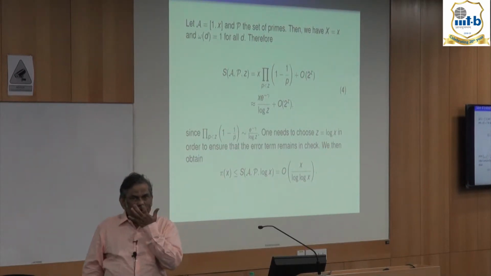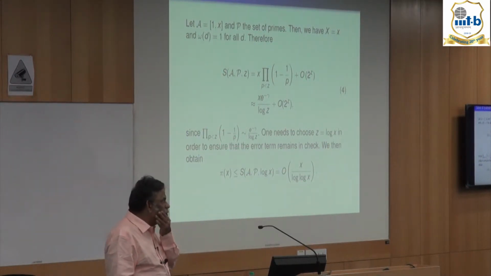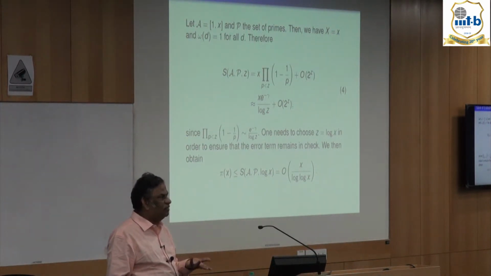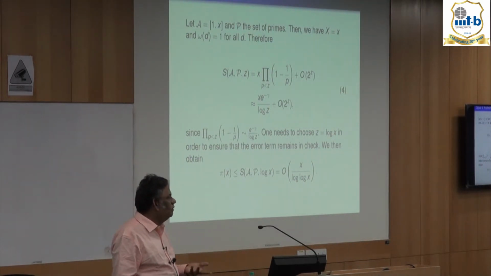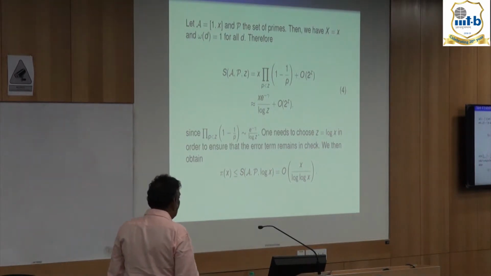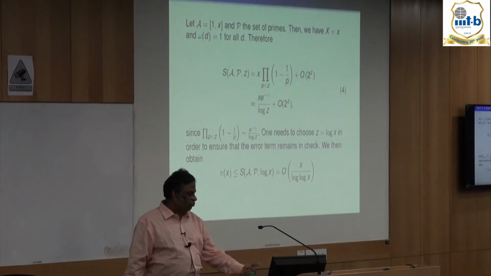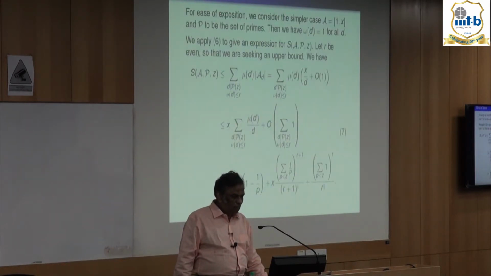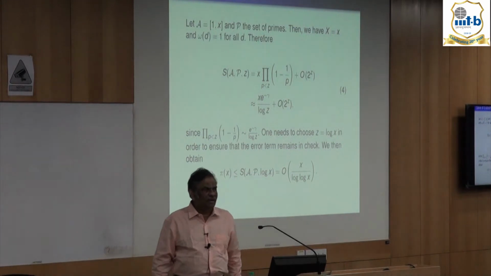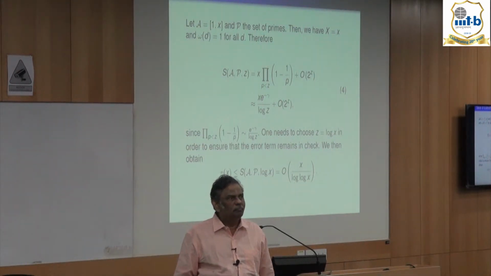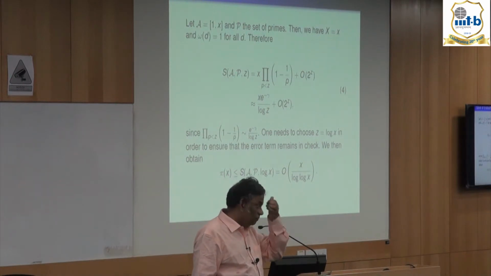Which means the error term is not useful for you to sieve out all primes up to root x, which is ideally what you want. Maybe you can sieve out primes up to log x by 2. And then it will give you something like x over log z, which gives you something like x over log x, because you are taking z to be around log x, which is of course an upper bound.